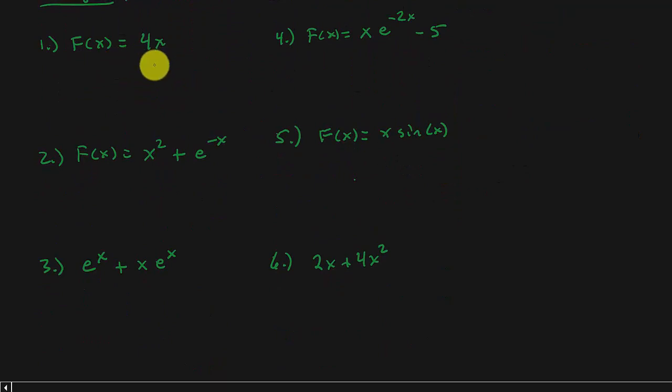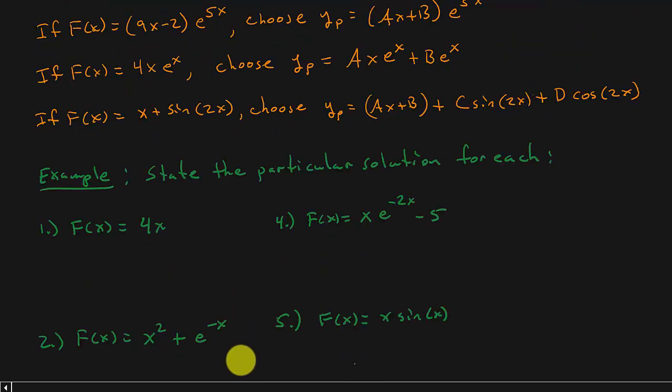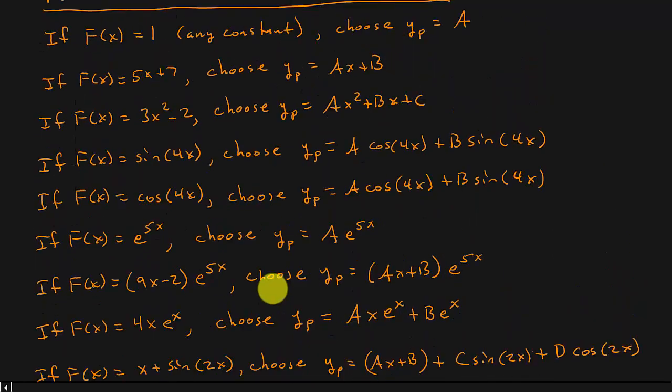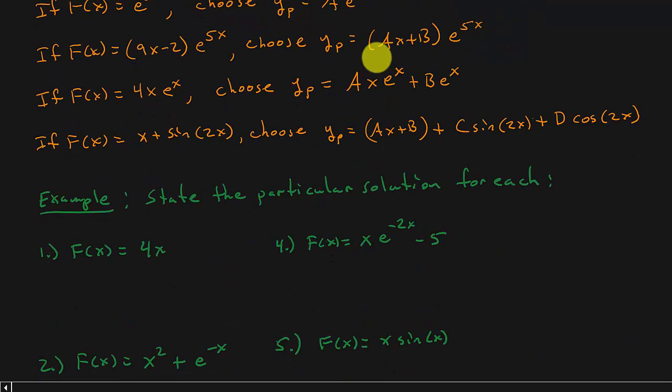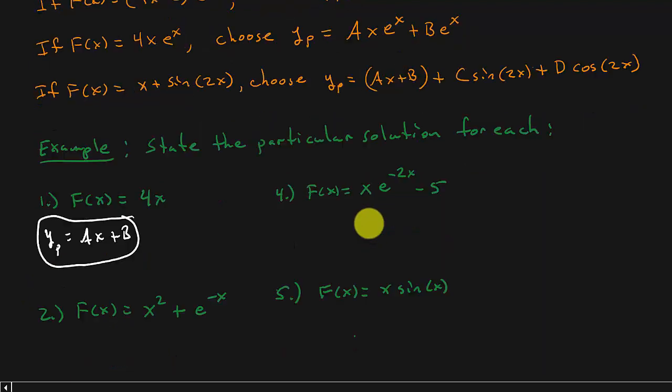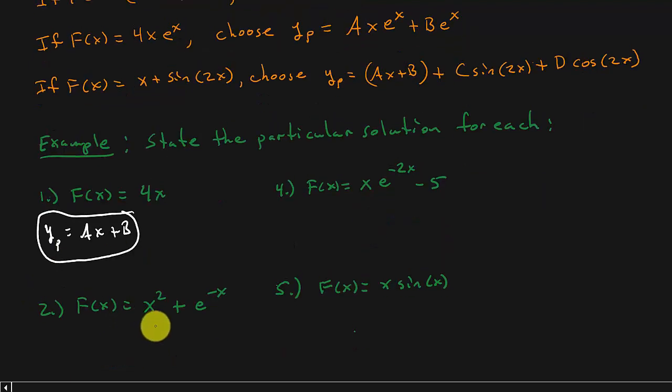So we have f of x equals 4x. So this is a linear function. You can see up here for the linear function, we choose it to be ax plus b. So we would choose y sub p to be ax plus b, and that's what you would choose. All right, so for the second one, we've got x squared plus e to the negative x.